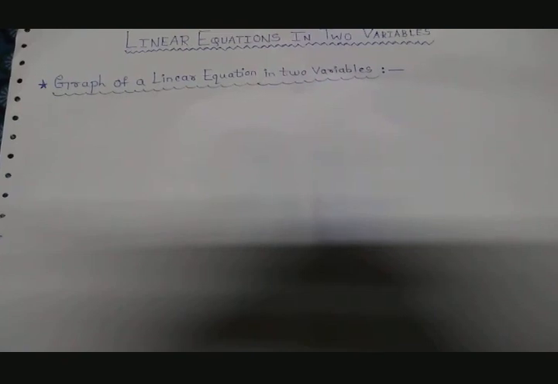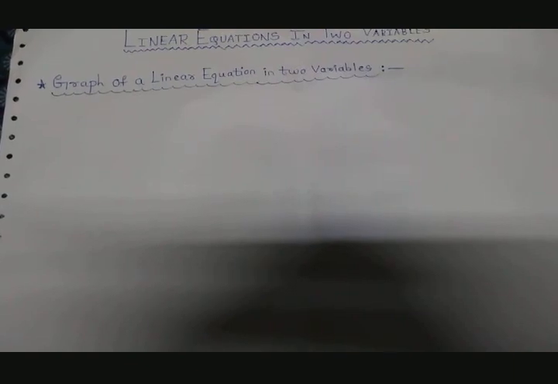So in today's class we will be studying about the graph of a linear equation in two variables. As we are familiar with an important point, that is, a linear equation in two variables has infinitely many solutions. So how do you verify or how do you show that a linear equation in two variables can have infinitely many solutions? The only way possible to show that is by the method using graph.